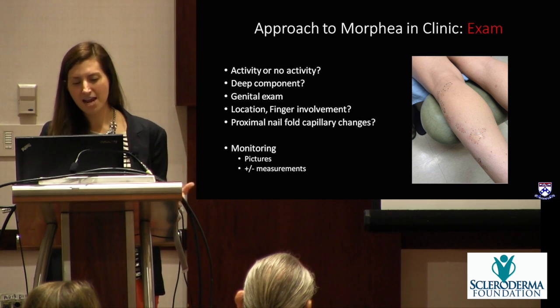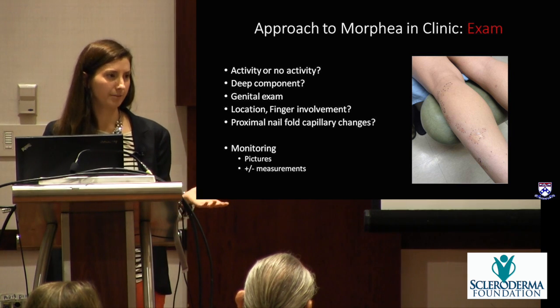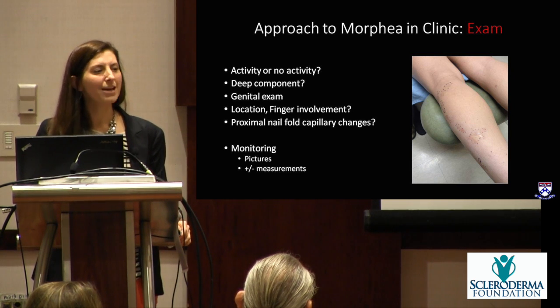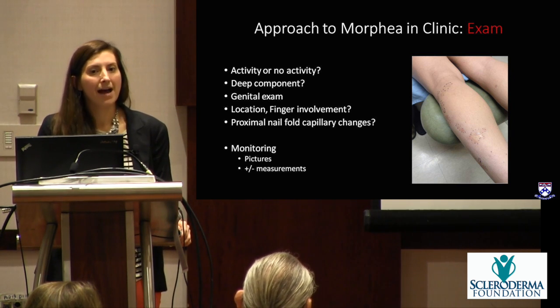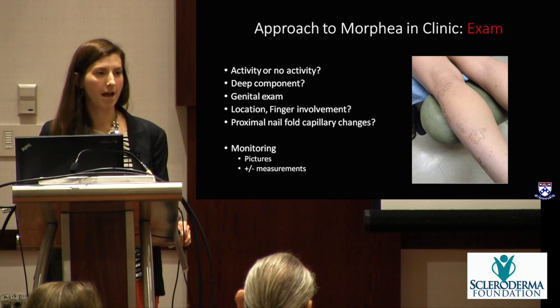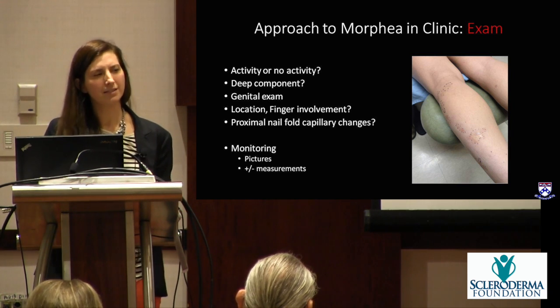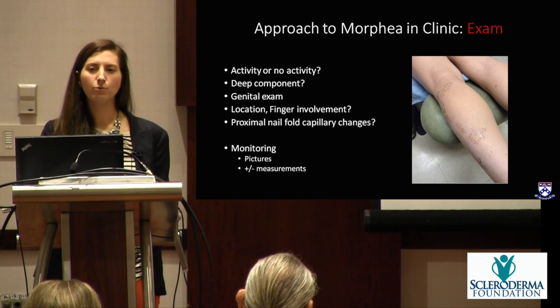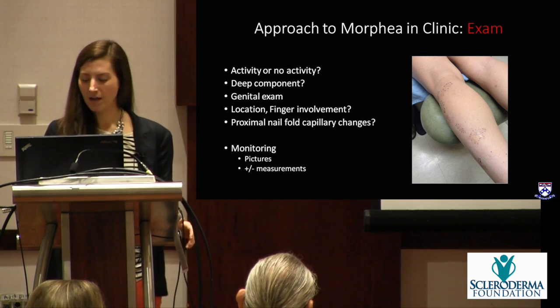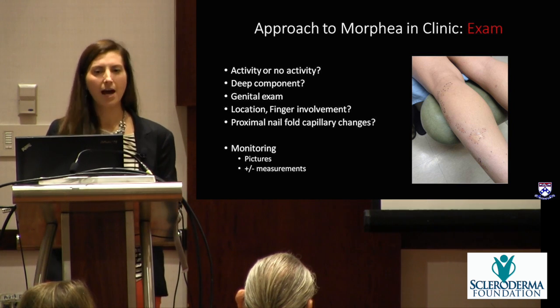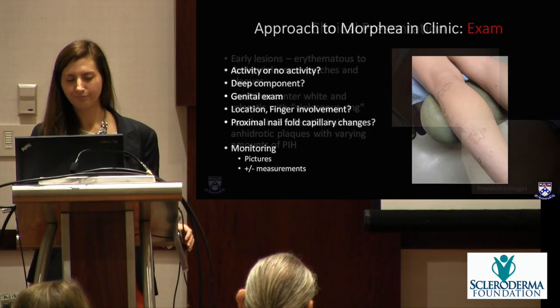I'm always looking at location, finger involvement, and proximal nailfold capillary changes, because as we talked about, that can help differentiate from systemic sclerosis. And what do I do over time? Well, I monitor patients, whether they choose treatment or not. So I take a lot of pictures so that I can see over time, but so patients can see too. And we do some measurements too, depending on whether it's reasonable. If it's a lot of lesions, we don't do all measurements. If it's one lesion, we do.